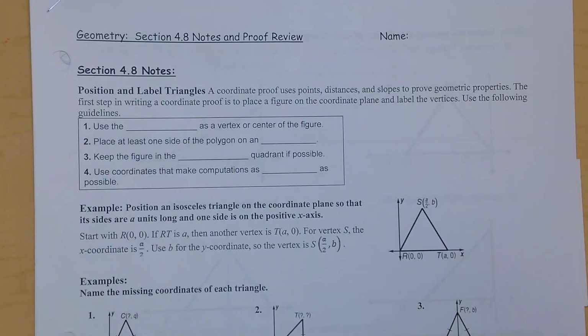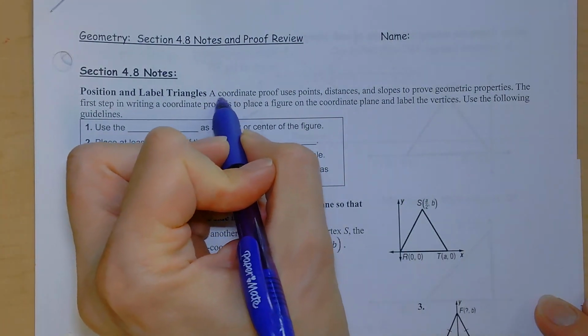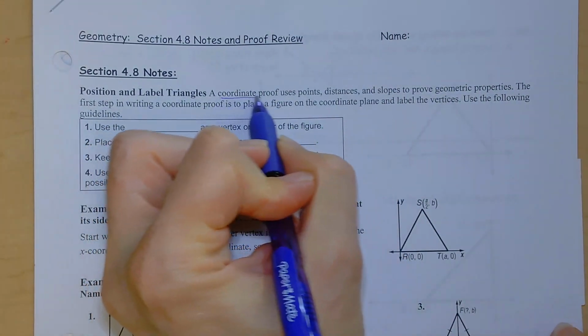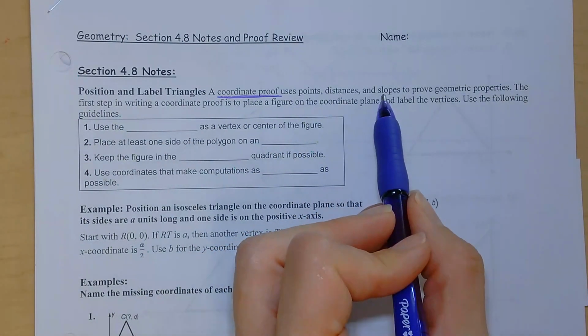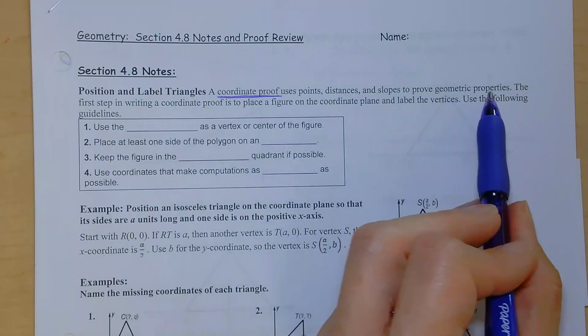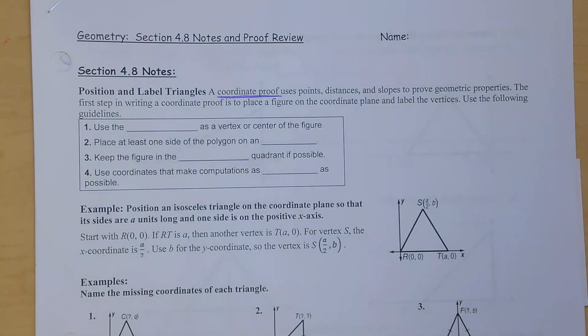Okay, so the very first thing you're going to do is take triangles and put them in a coordinate plane. I just want to introduce this term of coordinate proof, which is going to be on your vocab page. A coordinate proof is going to use points, distances, and slopes to prove geometric properties. We are not going to get very deep into a coordinate proof. We'll do some of them second semester, but I'm just going to show you how you would set up a triangle to write a coordinate proof about it.